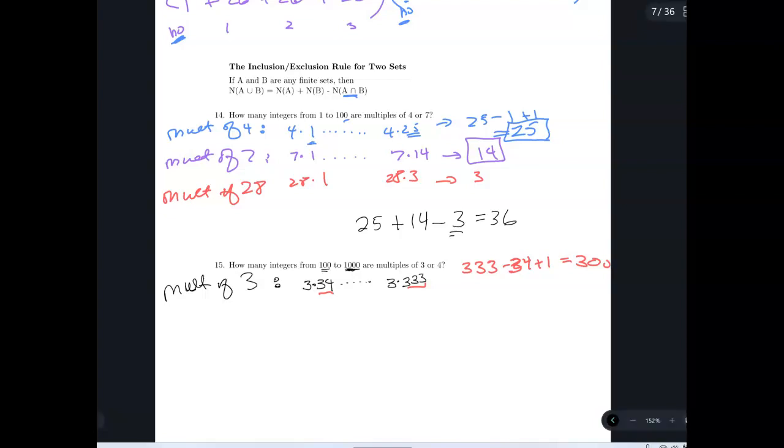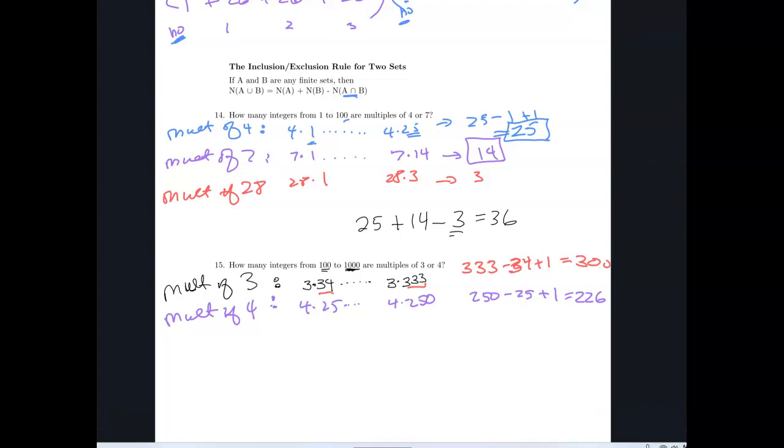Okay, so now let's go to the next one. The multiples of 4. Oh, we just did that, but this time it's from 100 to 1,000. So the first one will be 4 times 25, and I'm going to go all the way to 4 times 250, because that gives me 1,000. Okay, so then I get 250 minus 25 plus 1, and so then that gives me 226.